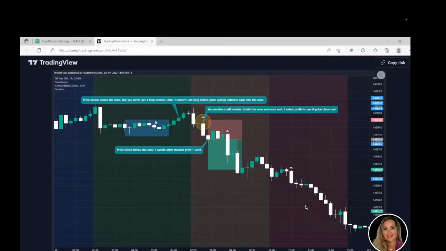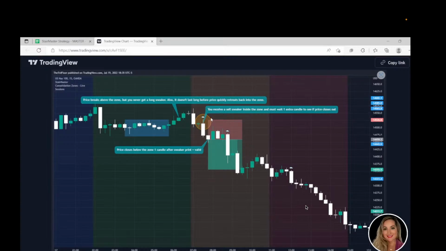Price breaks above it, but you never get a long sneaker. Also, it doesn't last long before price quickly retreats back into the zone. So you can see you get a push up, hits a little area up here, and then comes back into the zone. So these candles here are trading within this zone to the left.